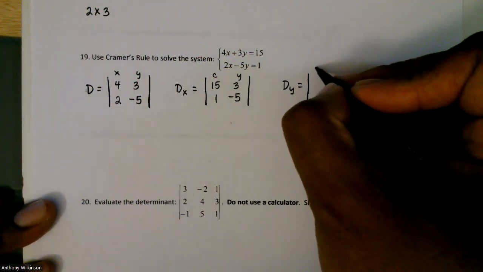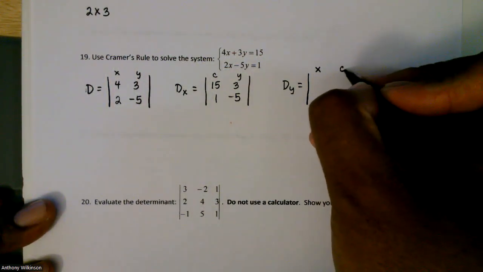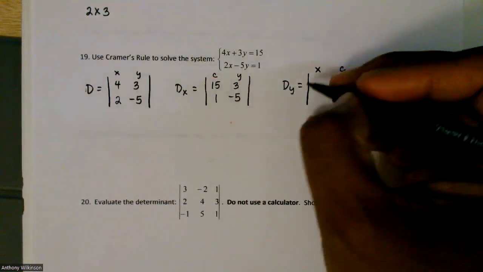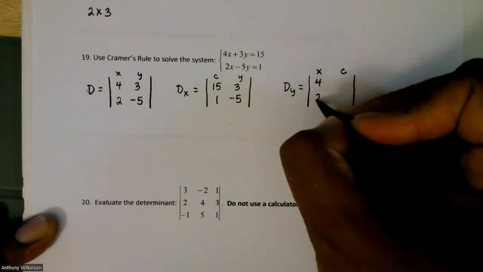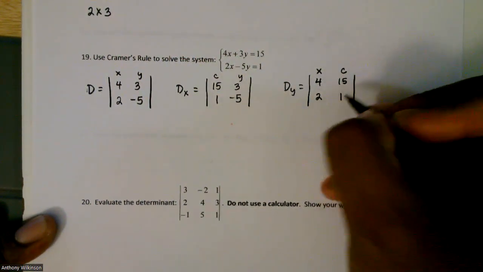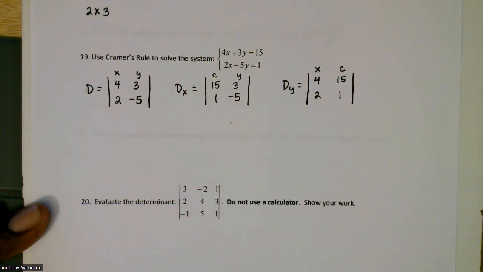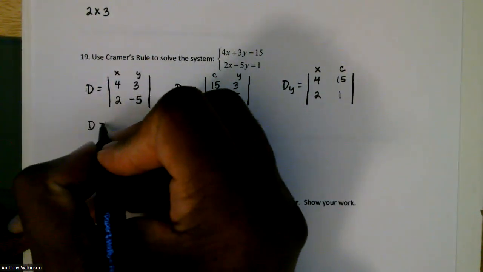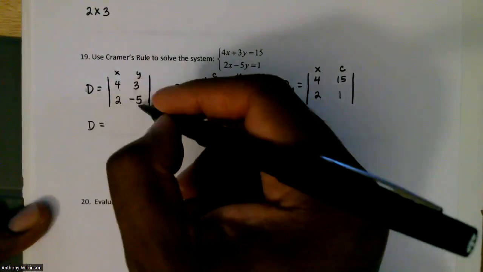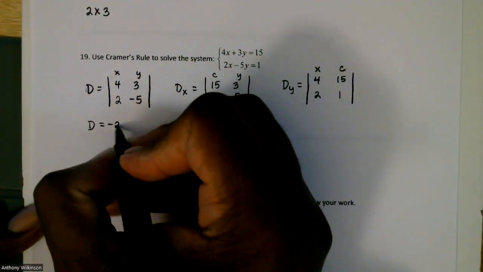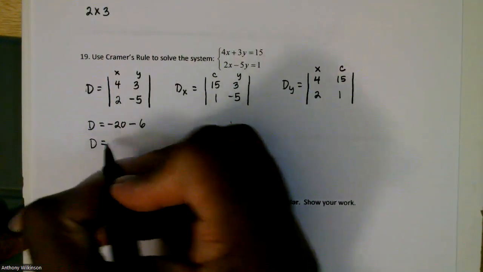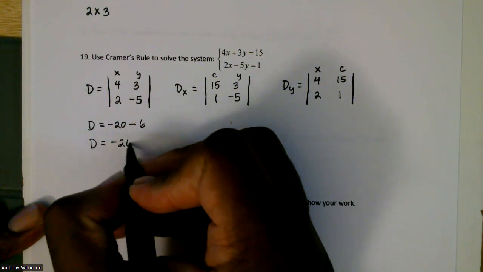And now for d sub y, your x coefficients will be in the first column, but instead of the y coefficients in the second, your constant terms will be in place of that. So your x coefficients are still 4 and 2. The constants are going to still be 15 and 1. And now we're going to find the determinant for d, d sub x, and d sub y. So for the d, this will be 4 times -5, -20, minus 2 times 3, that's going to be 6. -20 minus 6 will be -26.